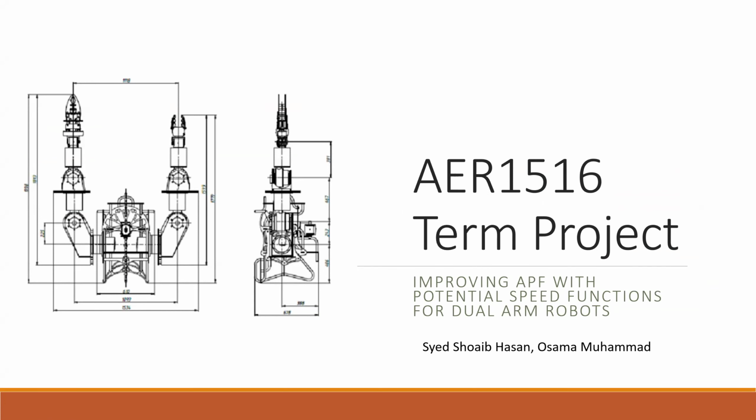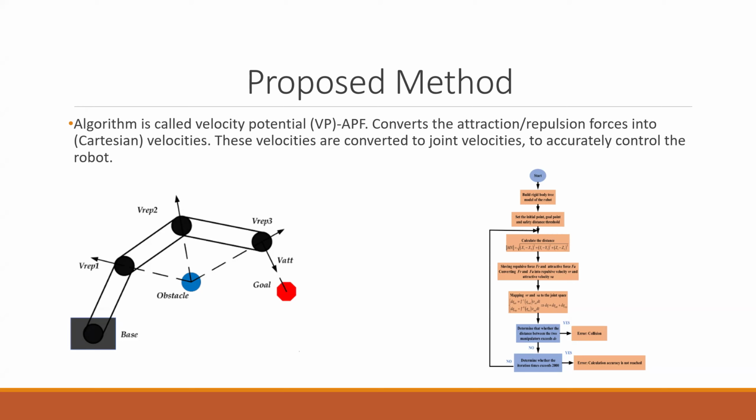Essentially, it converts the attraction and repulsion forces into Cartesian velocities using a scaling factor. These velocities are transformed into joint velocities using the inverse Jacobian matrix, and you can see a picture of how that might look there in the first image. The overall algorithm follows the chart in the second picture, where you can see it finding the smallest distance between two points, applying APF, finding the forces, and associated velocities.